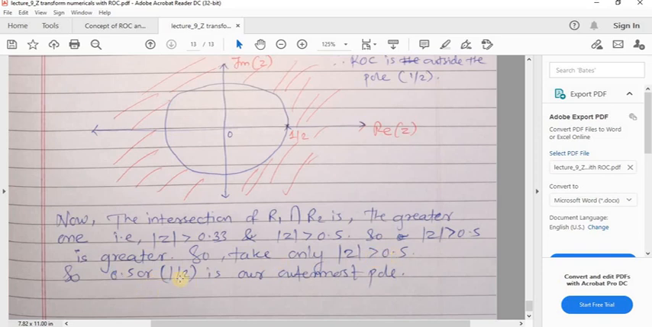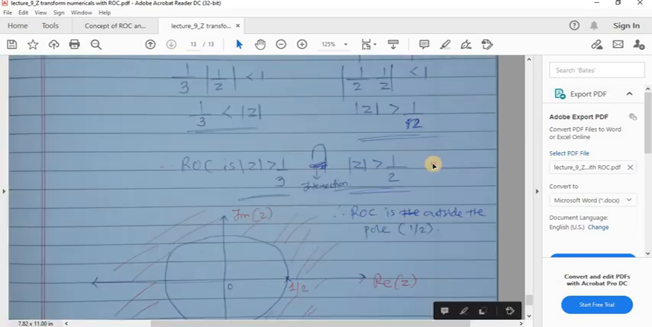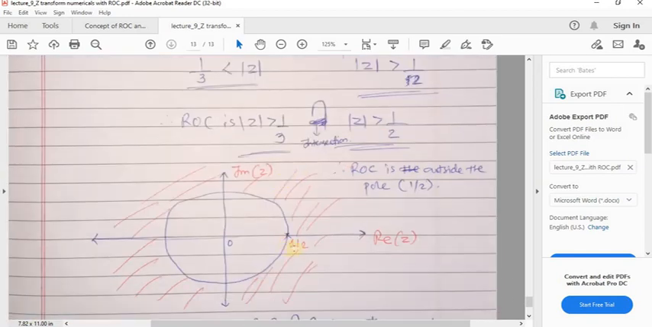So 0.5, or 1 upon 2, is our outermost pole. Whenever there is an intersection, we have to choose the greater ROC, and then denote that term as our pole. So I have chosen here 1 upon 2 as our pole, the outermost pole, and this is a right-handed sequence. So the ROC is outside the pole. The pole is 1 upon 2, and the ROC is outside the pole to infinity. Inside the pole there is no region of convergence because this is a right-handed sequence.